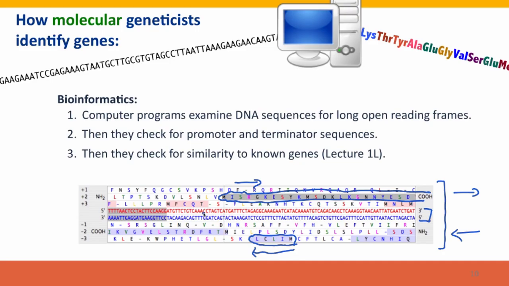So first we look for long open reading frames, and usually we set the computer to ask that they be greater than 50 or 100 amino acids. Then the computer checks for sequences that resemble promoter and terminator sequences, and it checks for similarity to known genes. Because of the relation to the way genes arise, which I'm going to discuss in one of the upcoming videos, looking for similarity to known genes is a very powerful way to identify genes.